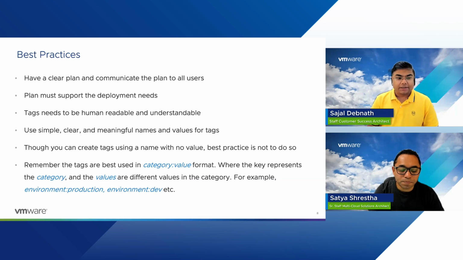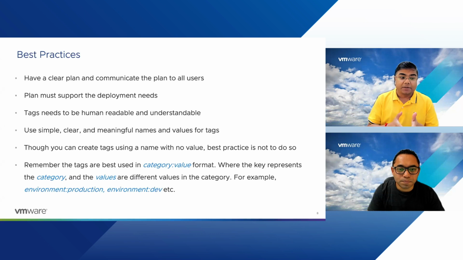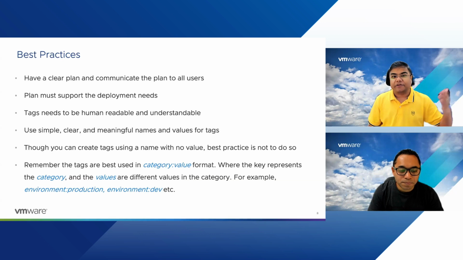Lastly, remember the tags are best used in the category and value format. That means the key represents the category, and the values are different values in the category. For example, environment is production, environment is dev. So your category is the environment, and the values can be production or dev, like that. Right. So, got it. These are a few of the best practices that you should follow in tagging.